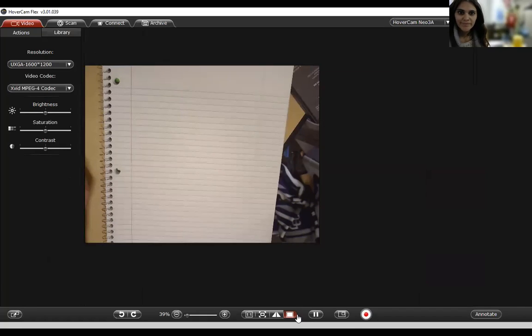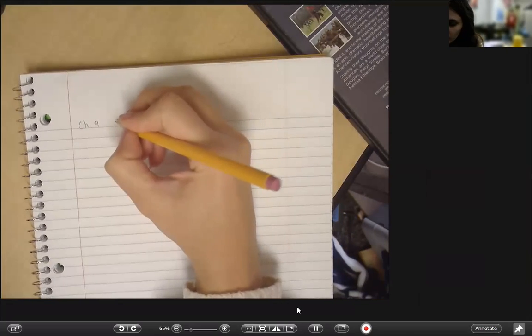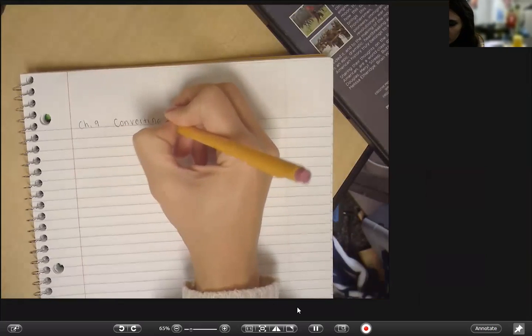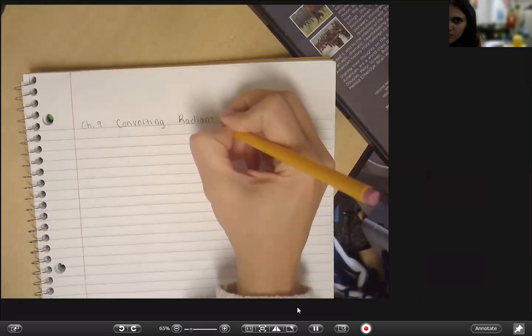Right, good morning. Today we are going to talk about converting radians to degrees. So go ahead and get your notes out. You should have your notes out too. We are going to title this, we'll just title it Chapter 9. We don't quite have sections for this chapter, and we'll just say converting radians to degrees.